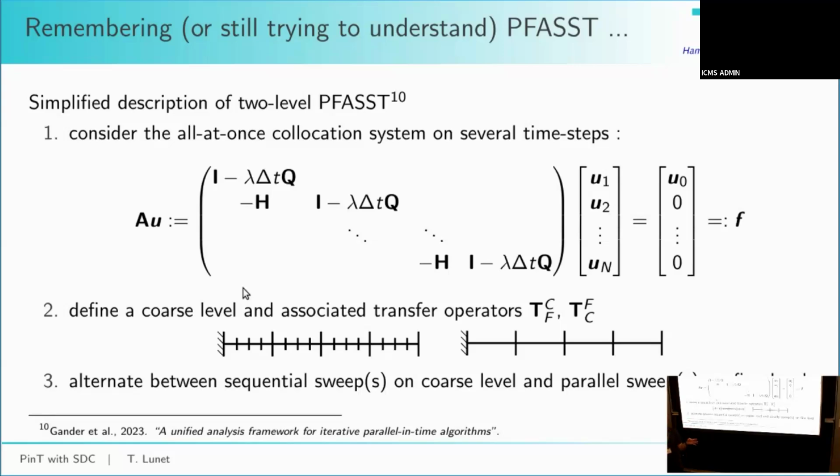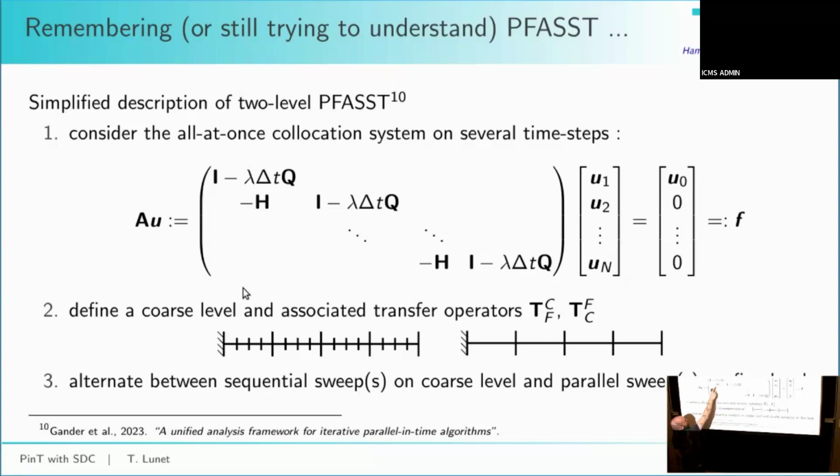We only consider the time dimension, and it's just a two-level algorithm. I mean, you can see that as a two-level algorithm. PFASST is not only two-level, but if you see it as a two-level, then you see actually what it does. And for now, I will consider that I have, for instance, a given number of time steps here. I write this collocation problem on each time step.